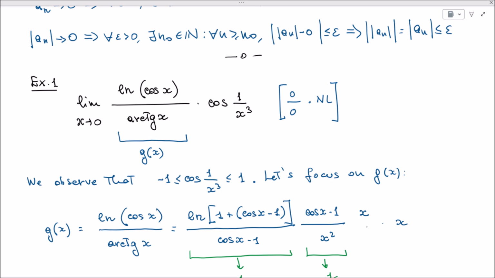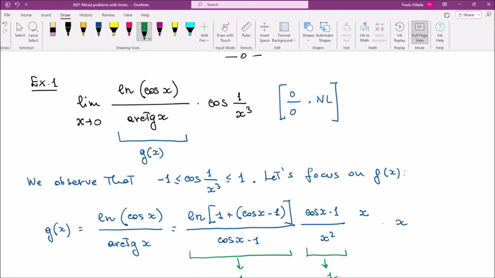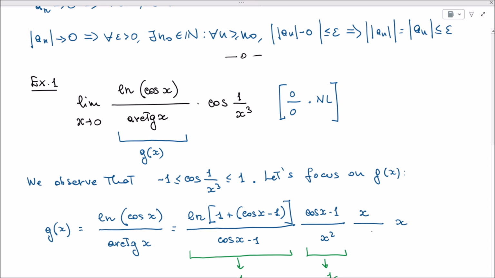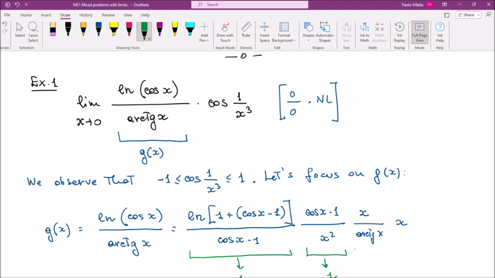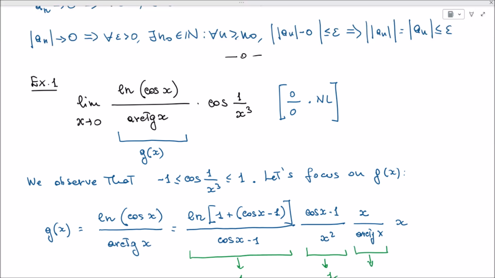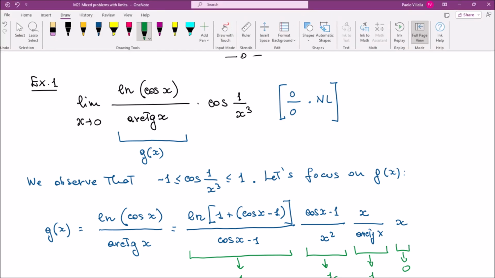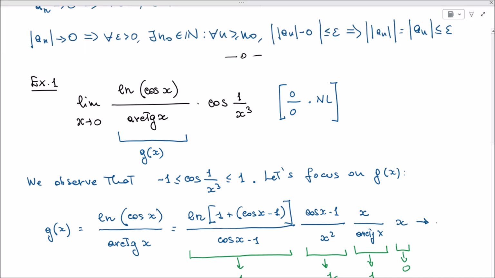Now remember that we still have arctangent of x, and now if we divide by arctangent of x here, we have another known fundamental limit, because we know that this will tend to 1, and finally this will tend to 0. So we can easily conclude that this g of x will tend to 0.